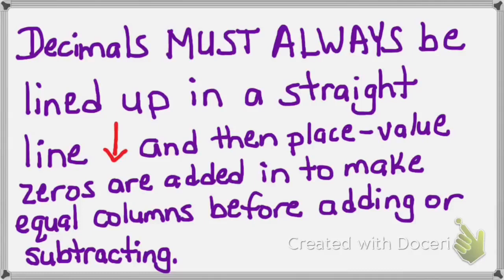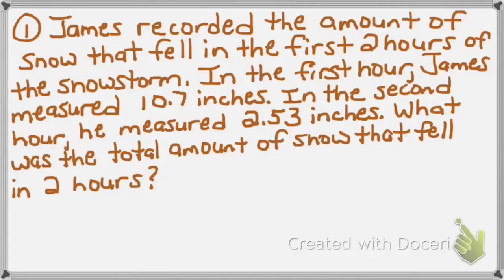Let's take a look and see how this works. Example number 1 says James recorded the amount of snow that fell in the first 2 hours of a snowstorm. In the first hour, James measured 10 7/10 inches. In the second hour, he measured 2 53/100 inches. What was the total amount of snow that fell in 2 hours? I have a word problem.